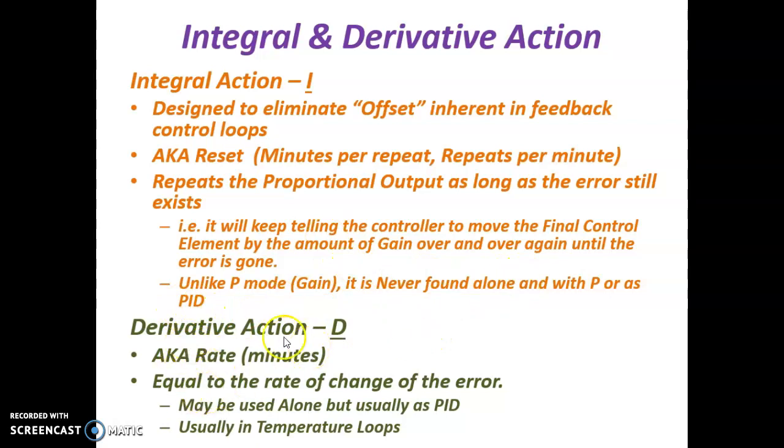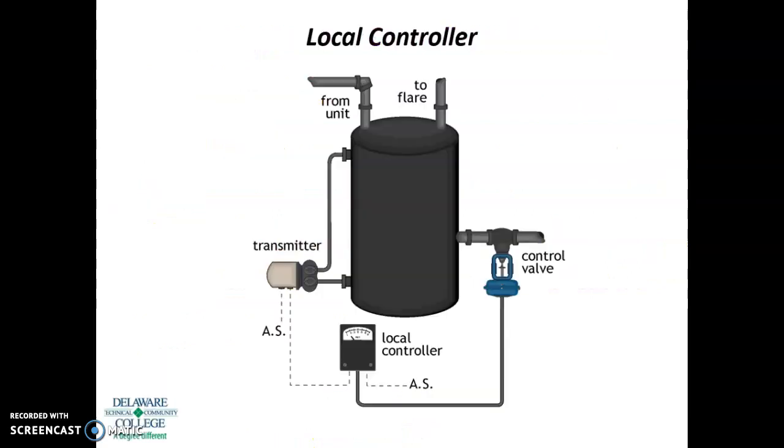Okay? Derivative action, D. This is known as the rate. It is equal to the rate of change of the error. So this may be used alone or usually in P, I, and D. And it's usually used in temperature loops. Again, you'll get to see these in later classes. All right, let's talk now about the different types of controllers. This is a local controller.